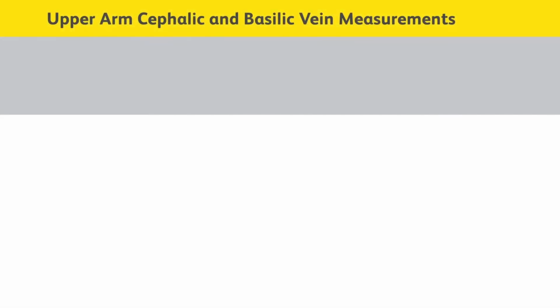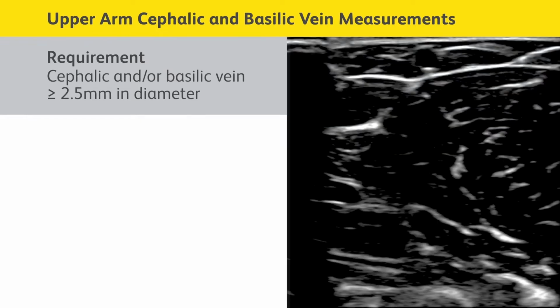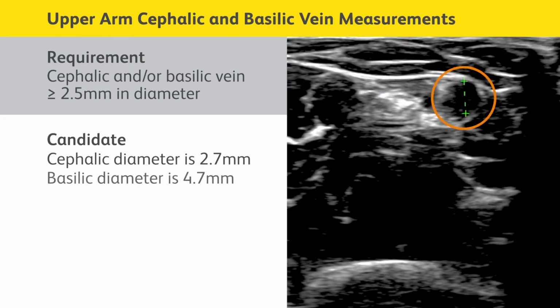In order for the patient to qualify for a WavelinQ EndoAVF, either the cephalic and/or basilic vein must be at least 2.5 millimeters in diameter. In this case, we see the candidate's cephalic vein is 2.7 millimeters in diameter, and the basilic vein is 4.7 millimeters in diameter. So they do meet the initial requirements, and we can continue screening the patient to see if they are a candidate.